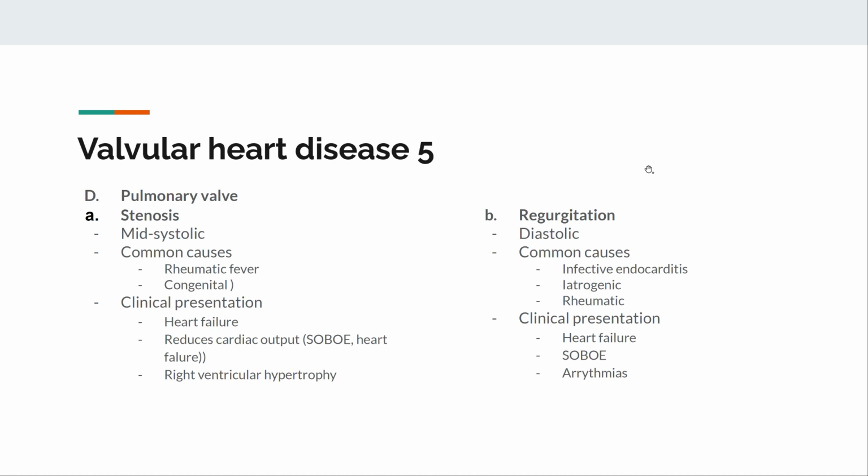Finally, the least commonly affected valve is your pulmonary, and that's going to involve, again, stenosis and regurgitation. So stenosis is going to be a mid-systolic murmur. The most common causes are rheumatic fever and congenital, but as I mentioned, rheumatic fever does rarely affect the pulmonary valve. Clinical presentation is essentially right-sided heart failure, and also right ventricular hypertrophy. In terms of pulmonary regurgitation, this is a diastolic murmur, with common causes being infective endocarditis, iatrogenic causes, so stuff that we've done, like drugs, etc., and rheumatic fever. And patients can present with heart failure, shortness of breath, and any arrhythmias.